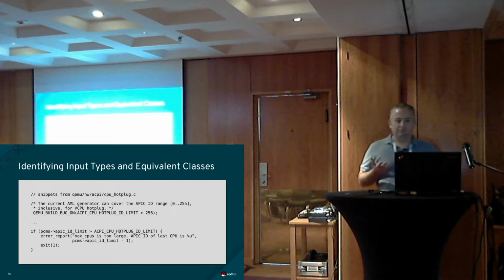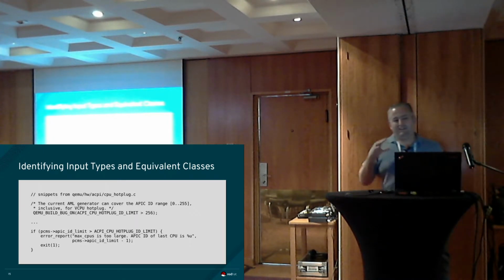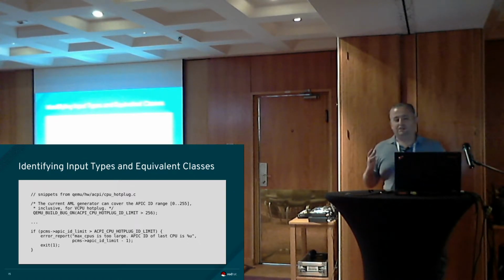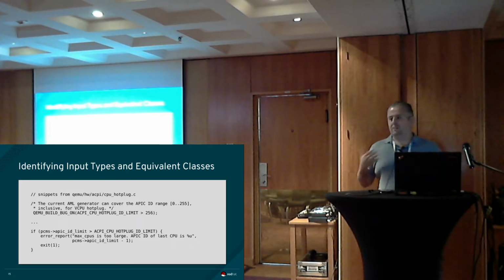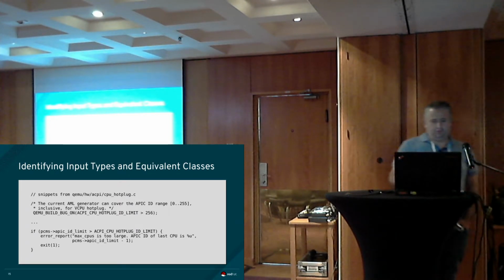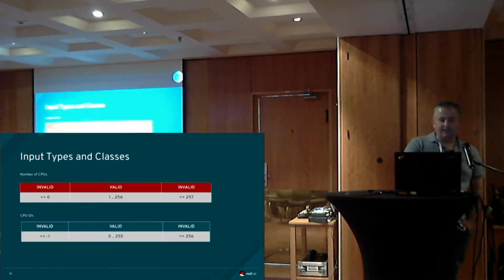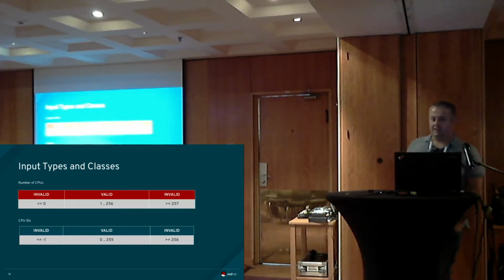This is a snippet from the QEMU source code in which it presents 2 kinds of limits. The first one regards the maximum ID of a CPU hot plug, which gives away also the second check, which is the maximum number of CPUs that can be added to a virtual machine. So by looking at this code, we can identify 2 types of inputs in their respective classes.